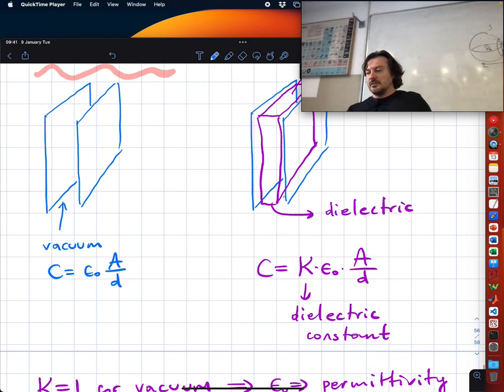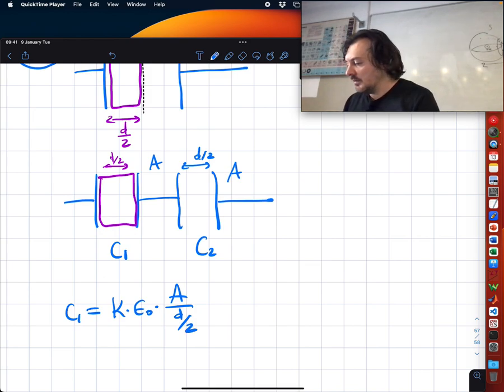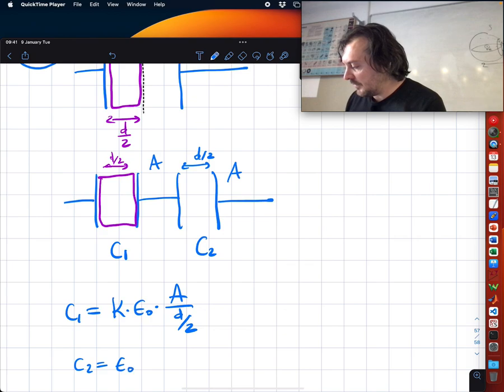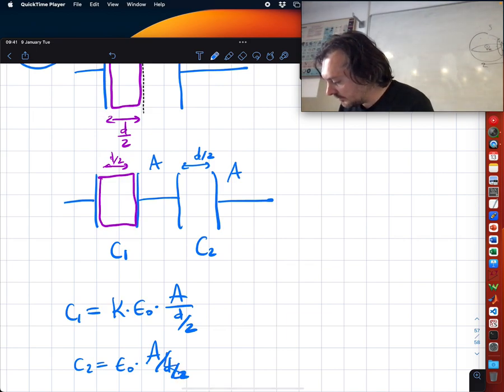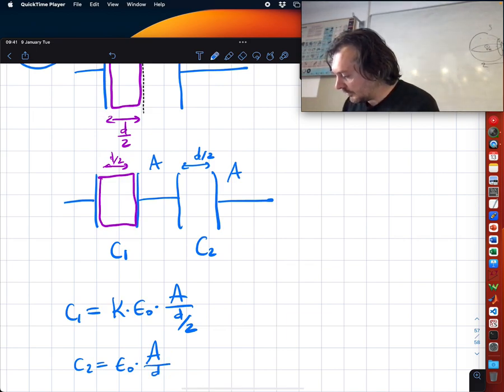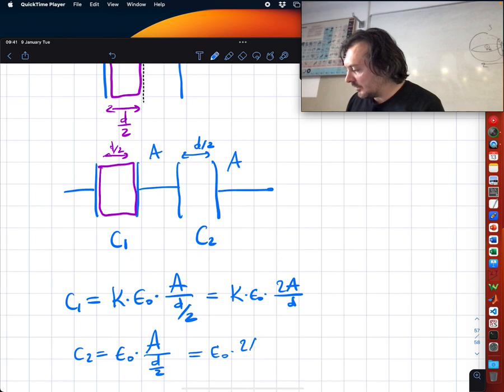As you can see, with the dielectric, the capacitance increases, right? So C1 becomes k times epsilon 0 times A over d over 2. Did you follow this? C2 becomes epsilon 0 times A over d over 2. So what do you get? C1 is k times epsilon 0 times 2A over d, and C2 is epsilon 0 times 2A over d.